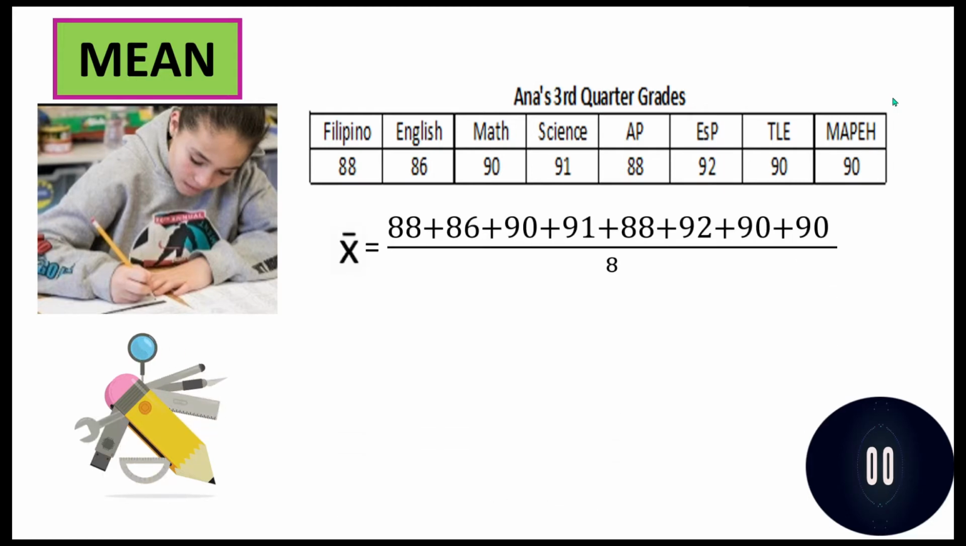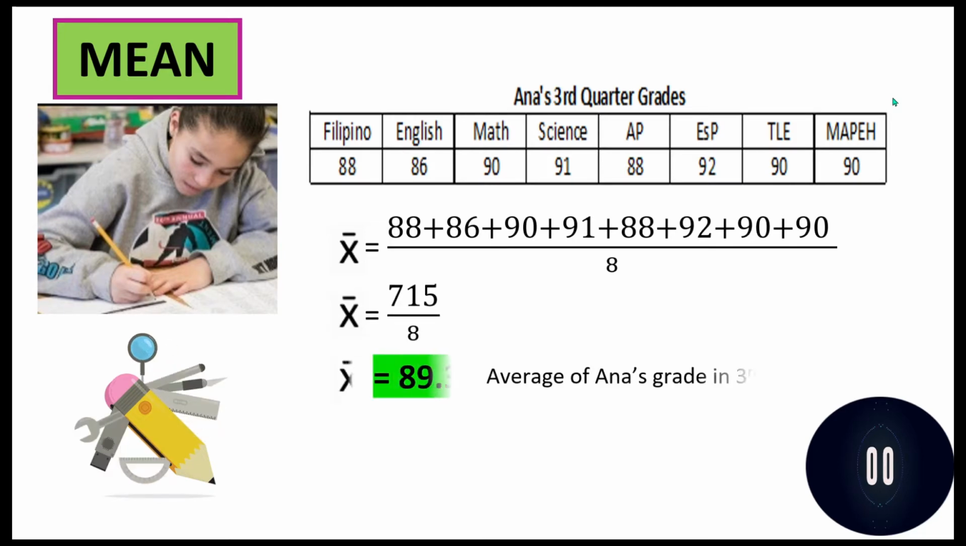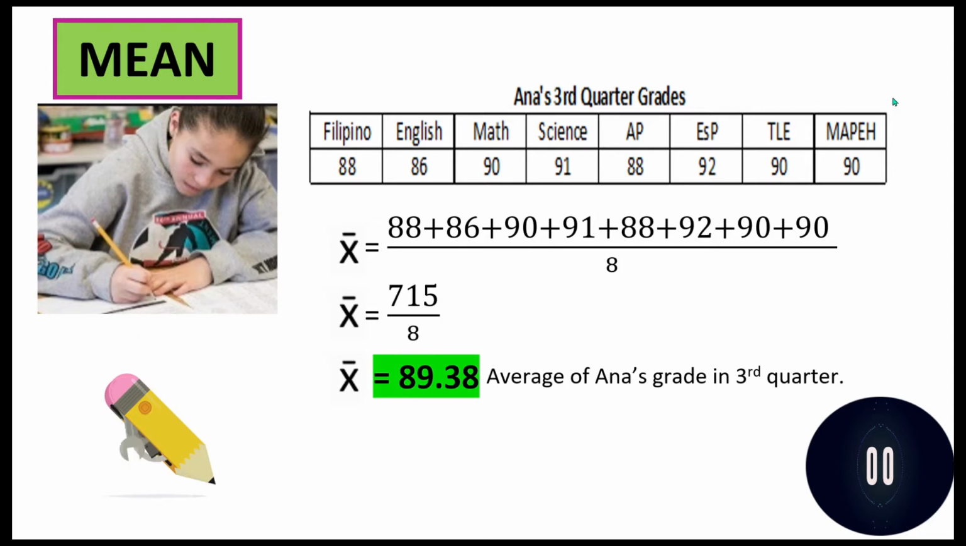Add all her grades in each subject, then divide it by 8 since there are 8 subjects. The sum is 715 divided by 8. The answer is 89.38. Therefore, the average of Anna's grade for third quarter is 89.38 or 89 if we are going to round it off. Did you get the same answer? I hope so.